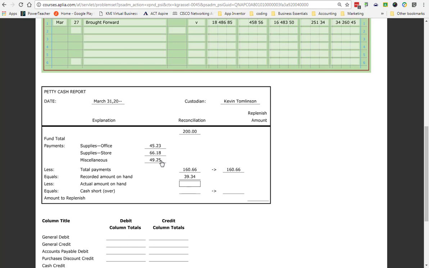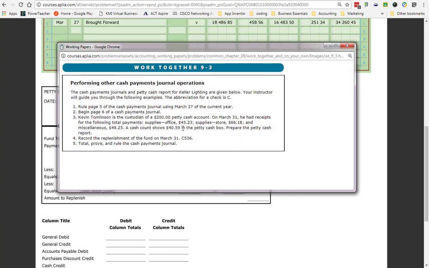Yeah, I just put that number in there. 49? 49.25? 49.25. 40.59. I'm one number over because I was looking at miscellaneous. Holy cow. $40.59. Thank you. Everyone's looking at me like I had the wrong number, which I did. Okay, so again, just to point out in the directions, it is this number right here that I was reading wrong. Cash account shows $40.59.